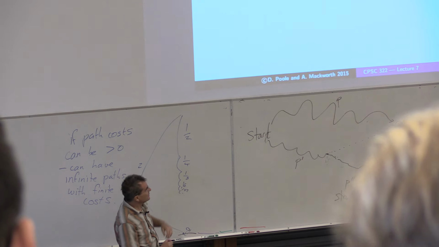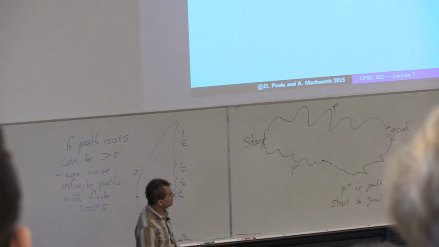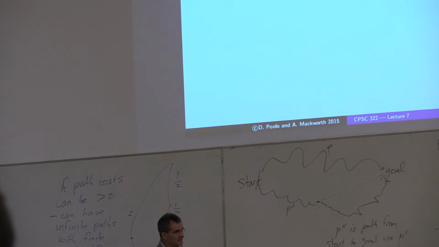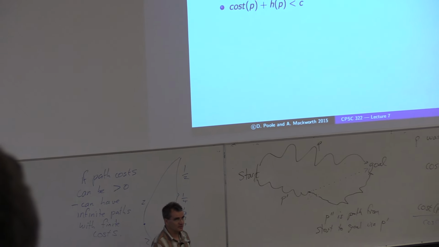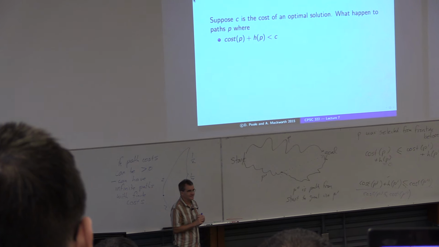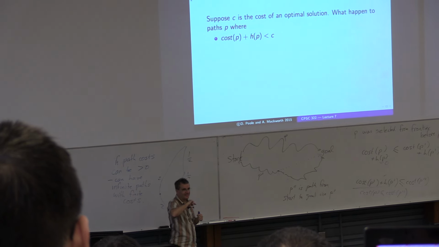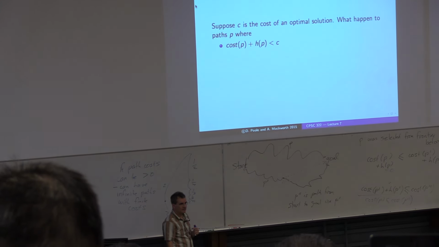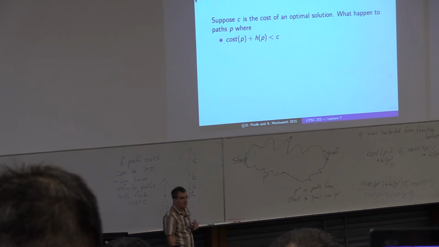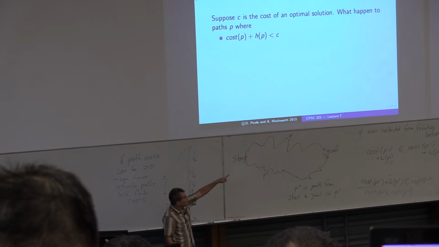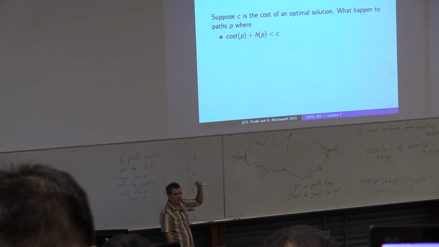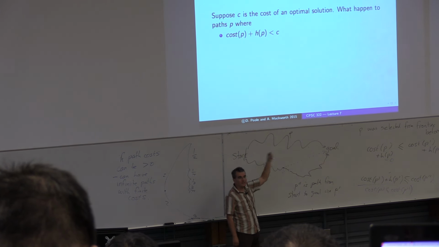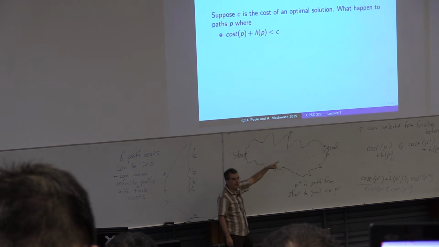Next question is, how does a good heuristic help? Suppose C is the cost of an optimal solution. What happens to paths P where the cost of P plus h of P is less than C? What's going to happen in A star search? It'll keep exploring the path, because the heuristic thinks the path is shorter than it is. Every path P with this property gets expanded. If it's less than this, it's going to be selected before we select the optimal path, so it's going to expand every path of this form.